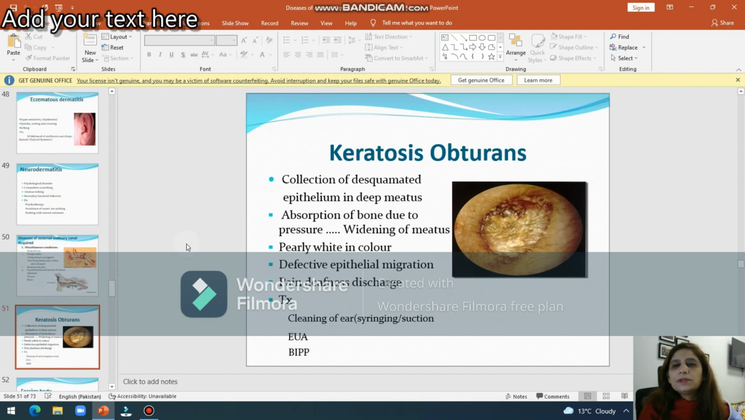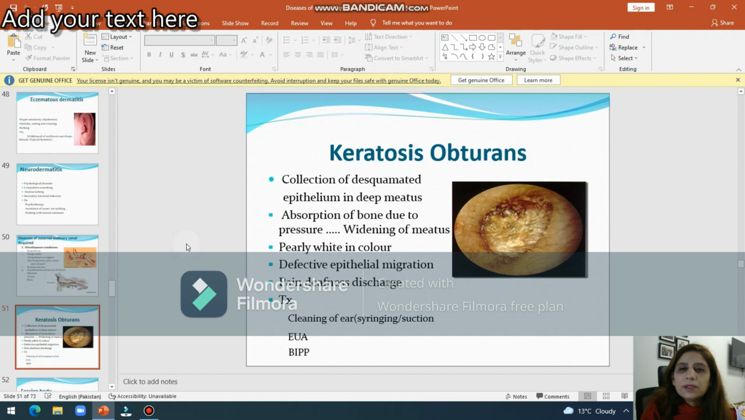Keratosis obturans is impacted hard wax along with desquamated epithelium. It is difficult to remove, and this impacted wax can cause absorption of the bone due to pressure and cause widening of the meatus. On examination, a pearly white mass is seen in the deep meatus.